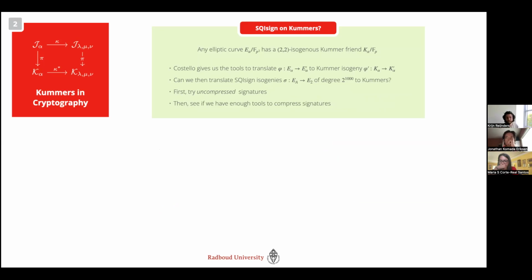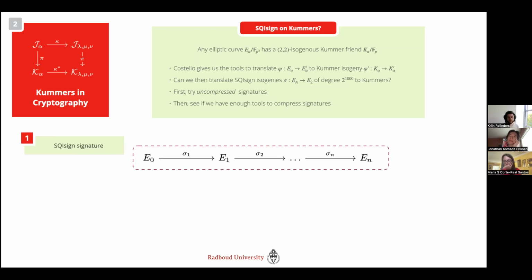So if we try uncompressed signatures, that means that we get a very long isogeny and we cut it up into different blocks of length, let's say, 2 to the 70 or so, where this 2 to the 70 is the largest amount of full 2 torsion that is available on your elliptic curve. And then what you can do per smaller isogeny here of degree 2 to the 70, well, this is just a 2 isogeny. And this we can actually translate to this 2 2 isogeny on Kummers.